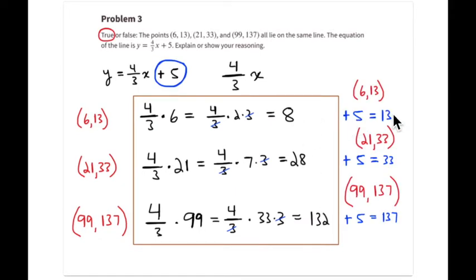8 plus 5 is 13, so the y coordinate is 13. 28 plus 5 is 33, so this y coordinate is 33. And 132 plus 5 is 137, and this y coordinate is 137. So yes, it is true. All 3 of these points are solutions to this equation, so therefore they all lie on the line that is a graph of this equation. So they all lie on the same line.